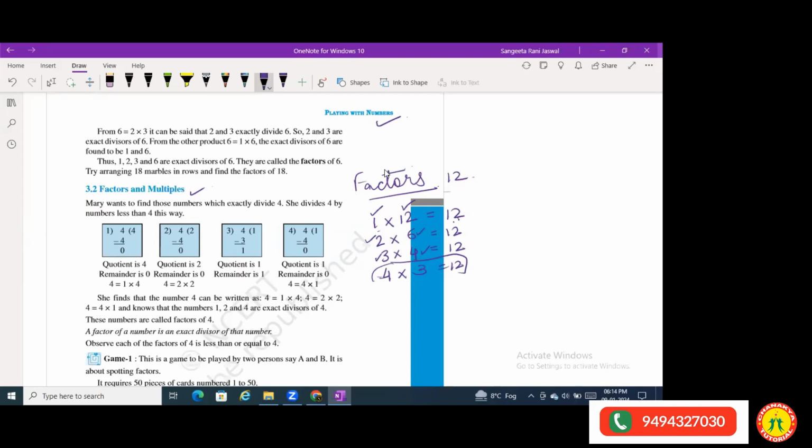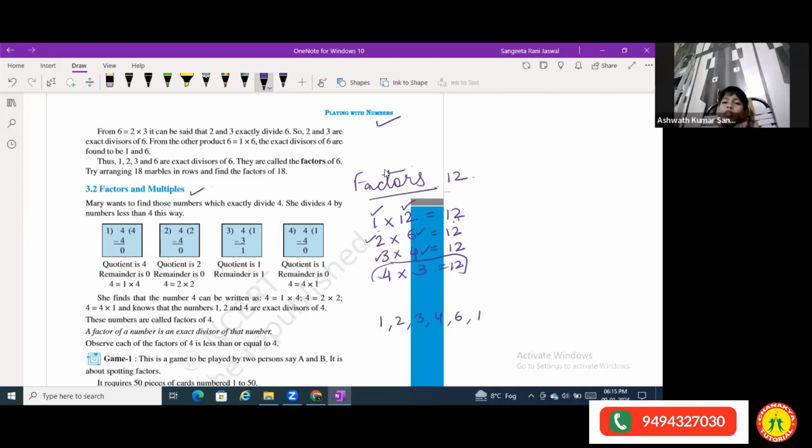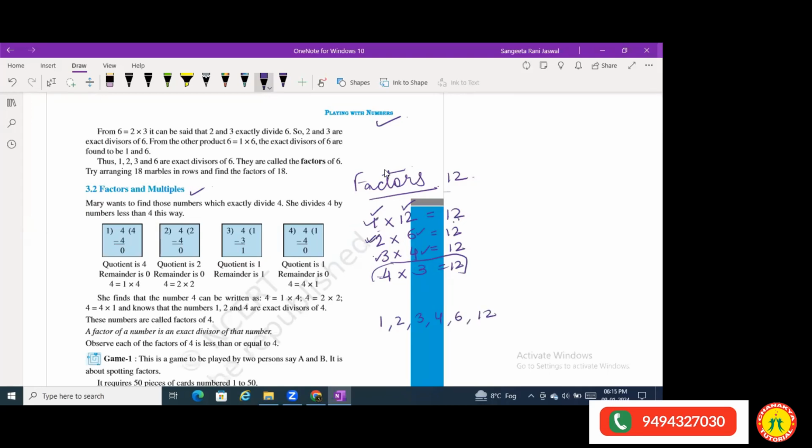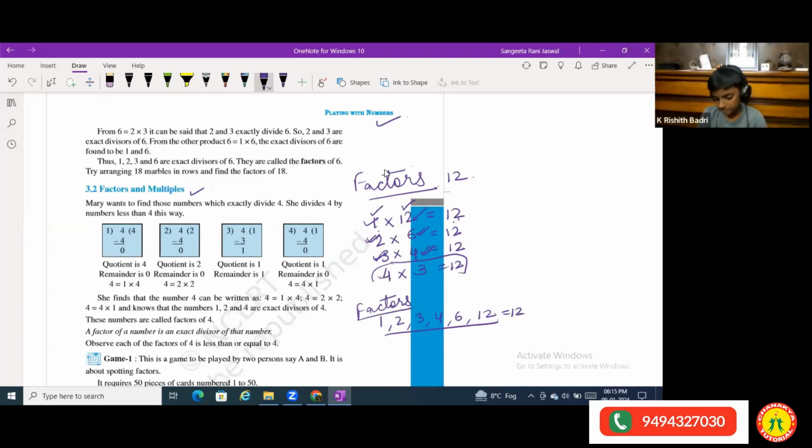So what factors do I have for 12? That is 1, then 2, then 3, then 4, then 6, then 12. This is 1, 2, 3, 4, 6, 12. You got it? These are the factors of 12. Did you understand this? Yes, ma'am. This is a very simple method.